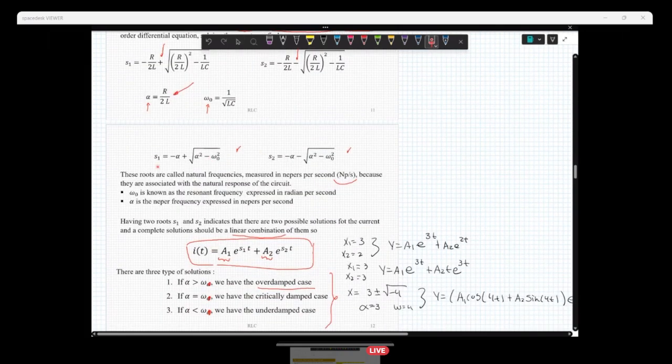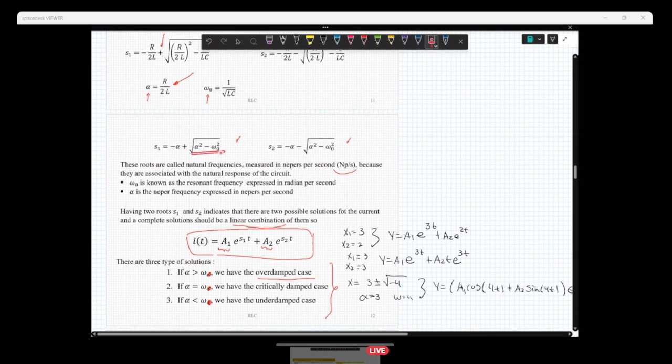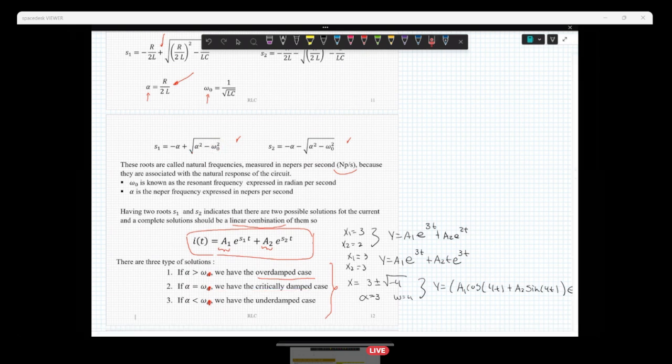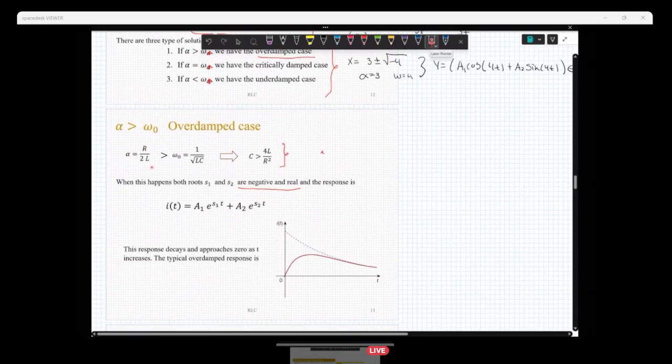Yes, it's just this. So these are the solutions. If this alpha is bigger than this omega, you have an overdamped case. If they're the same, that means it's repeated, so you have the critically damped case. And if omega is bigger, you can already see you're going to have an imaginary solution, so you're going to have a cosine for the underdamped.